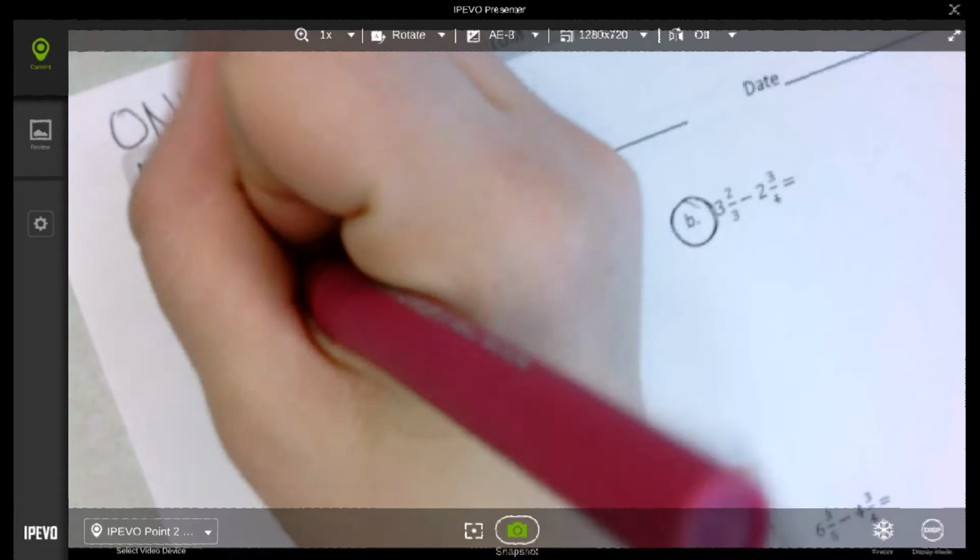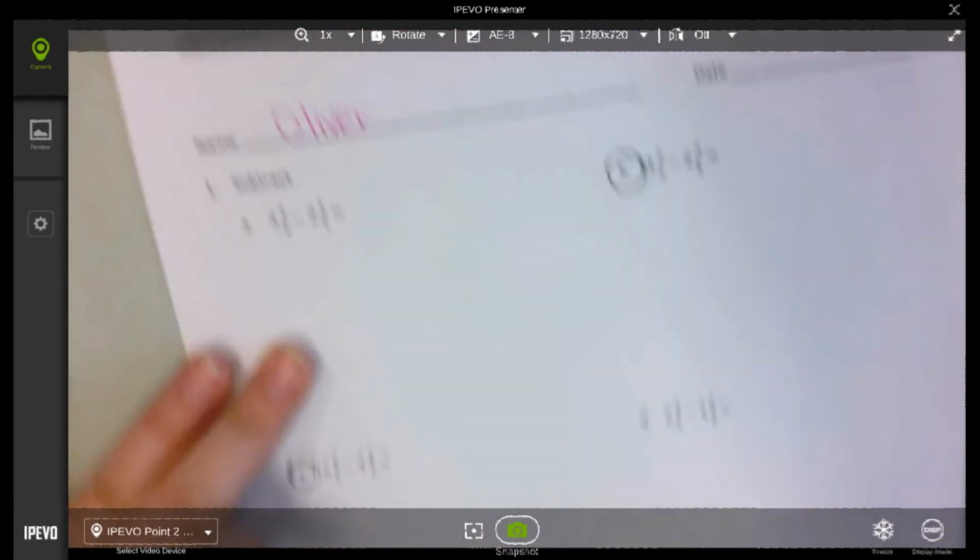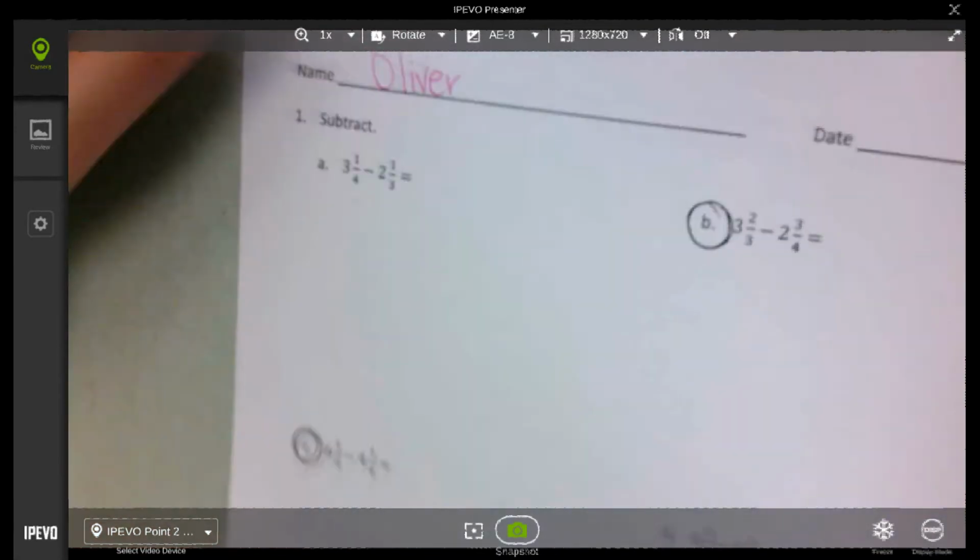All right, so this is the 3-12 homework. Always start by putting your name on the top. All right, so let's make that a little bit different. Okay, so we are subtracting mixed numbers.